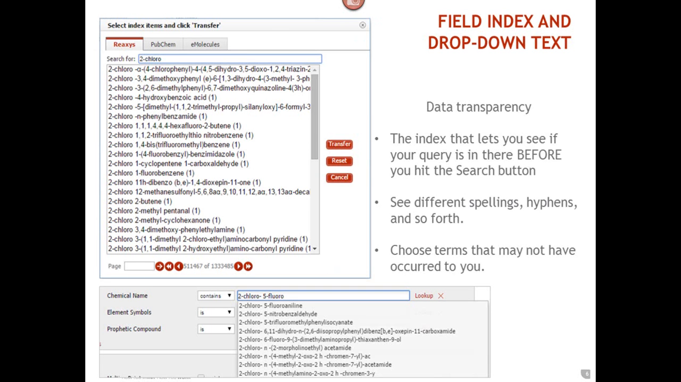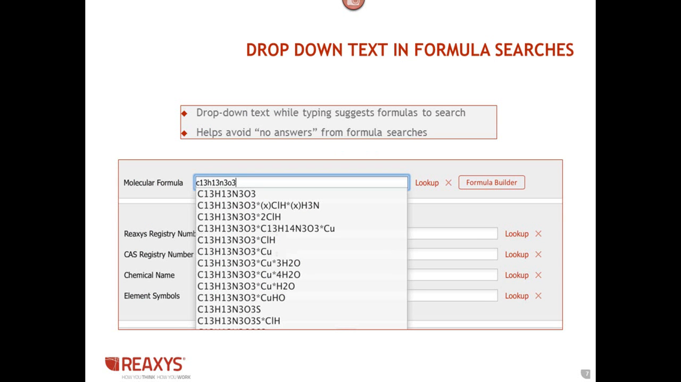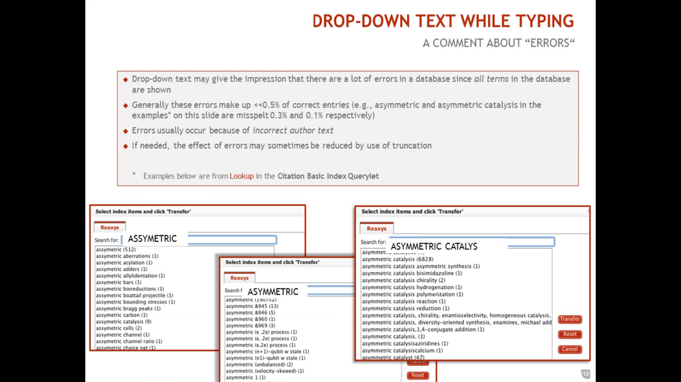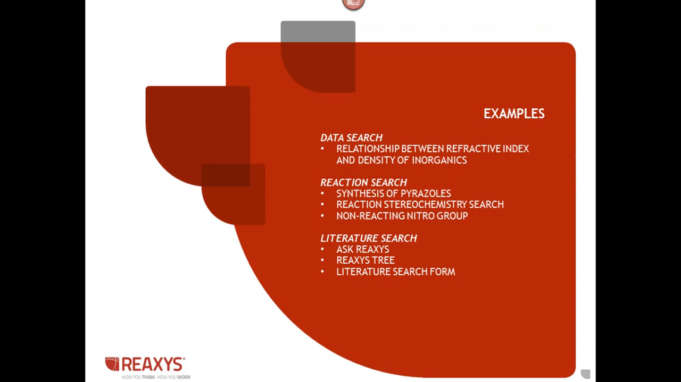There is an obvious advantage to seeing relevant terms in a database while you are typing. All data fields have an index that lets you see if your query is in there before you hit the search button. You can see different spellings, hyphens, and so forth, even misspellings that appeared in the original document. It also enables you to choose terms that may not have occurred to you. Let's take a look at some examples.